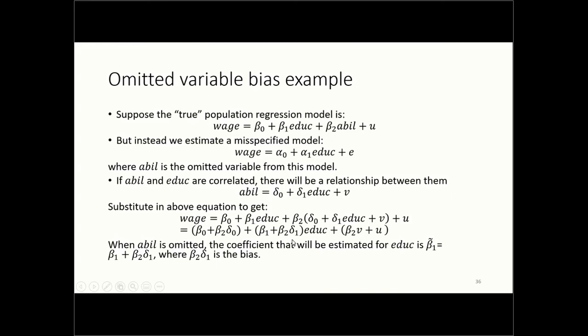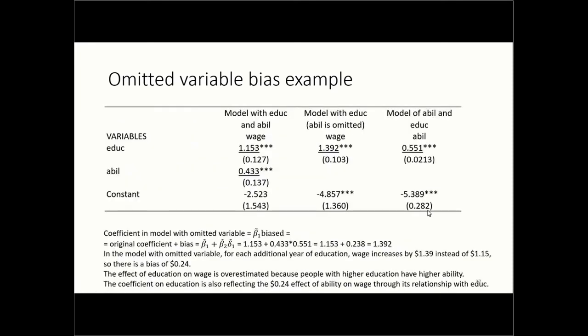So let's estimate this model and just see the coefficients in practice. Here's how we've estimated the model. So here we have wage being the dependent variable, education and ability being our independent variables. So in this case, I actually do have data on ability and I can include it in the model.